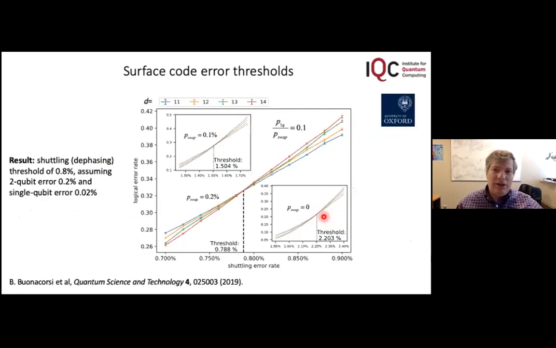Of course, these calculations depend strongly on the assumptions that you make, but assuming physically reasonable noise models, we estimate close to a 1% error threshold on dephasing errors during shuttling, assuming 2-qubit and 1-qubit gate errors that are perhaps slightly better than state of the art, but certainly within reach.